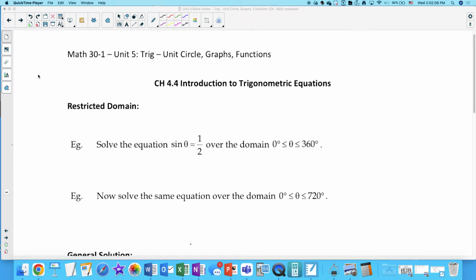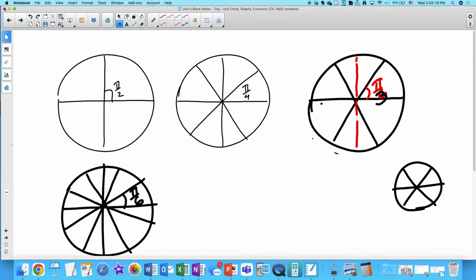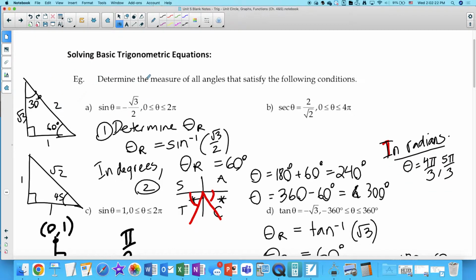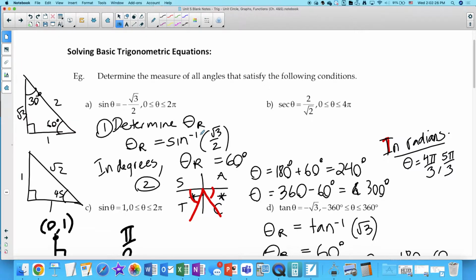You okay back there? So we are going to focus mainly today on solving trig equations. We actually did a little bit of this yesterday as well. So if you look at this whole page, these were trig equations, because essentially what we're doing is using a trig ratio to determine an unknown angle.